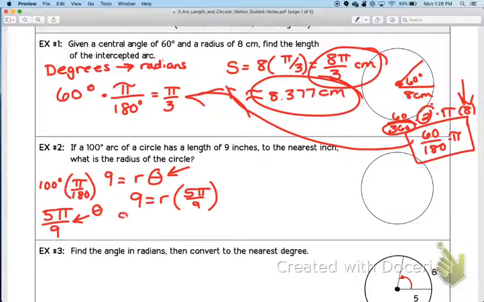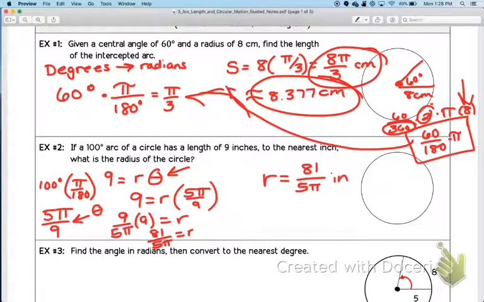So multiply by the reciprocal, 9 over 5 pi. I guess it wouldn't really matter. Right? Yeah. Times 9 gets us R. So 81 over 5 pi is equal to R. So my radius is 81 over 5 pi inches, which is approximately 5.156 inches. There would be our two answers. To the nearest inch, 5 inches.